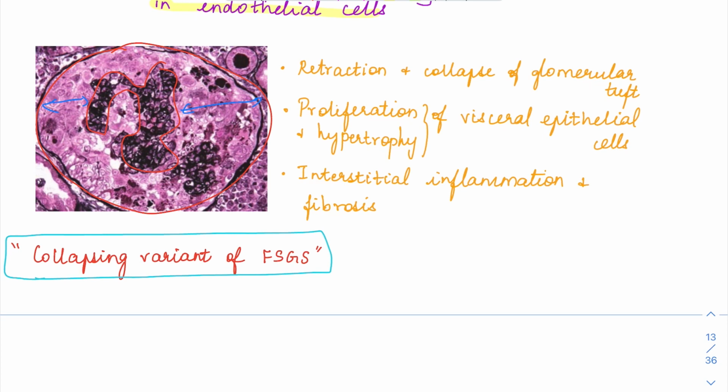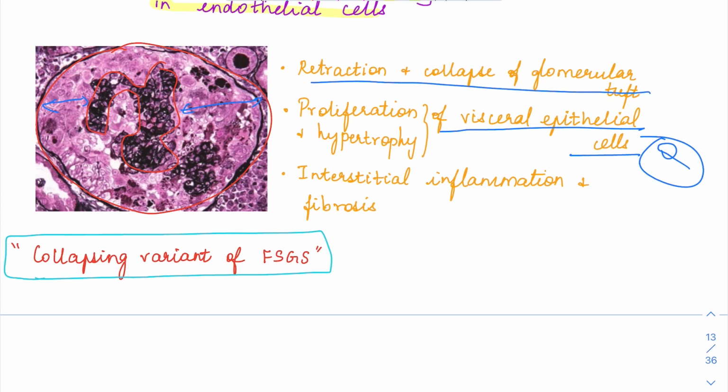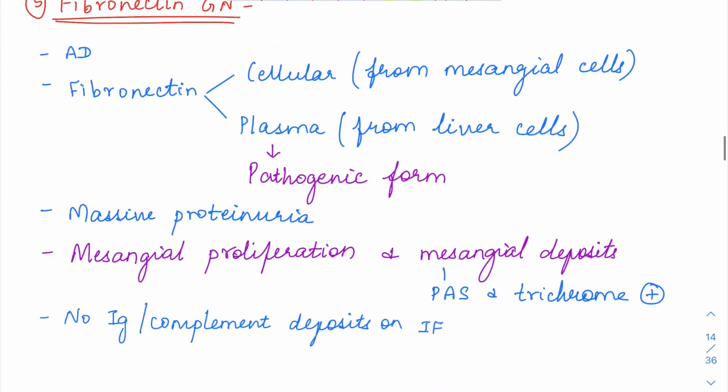Between the parietal and visceral epithelial layers, you have lots of cellularity, and this cellularity is actually because of the proliferation of the visceral epithelial cells. Remember, in crescents it was proliferation of the parietal epithelial cells. In collapsing FSGS, it is going to be proliferation of the visceral epithelial cells, which fills up the Bowman space, compressing and collapsing the glomeruli. So retraction and collapse of the glomerular tuft along with this visceral epithelial cell proliferation is the classical feature of collapsing FSGS.